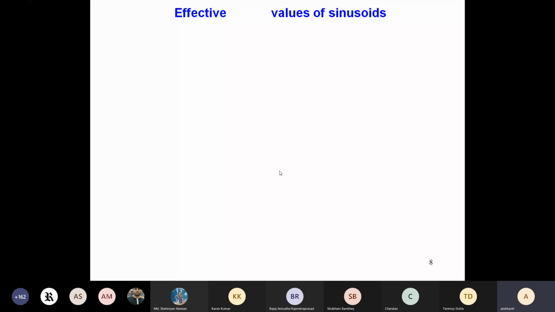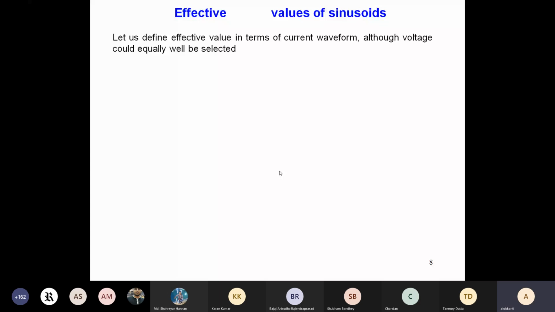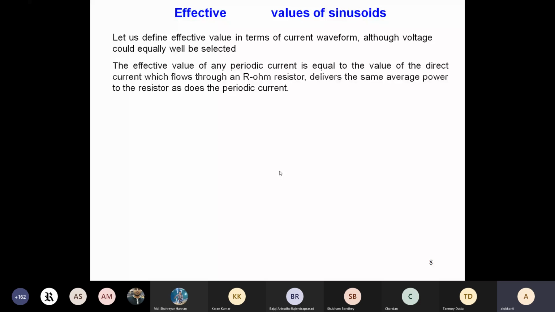So let us define just for convenience. There is nothing special about why I am deviating from voltage to current, but let us define it with respect to a current waveform, although voltage could have been equally selected. So instead of V equal to Vm sine omega t, I will assume I is equal to Im sine omega t or cos omega t, just for the sake of defining this.